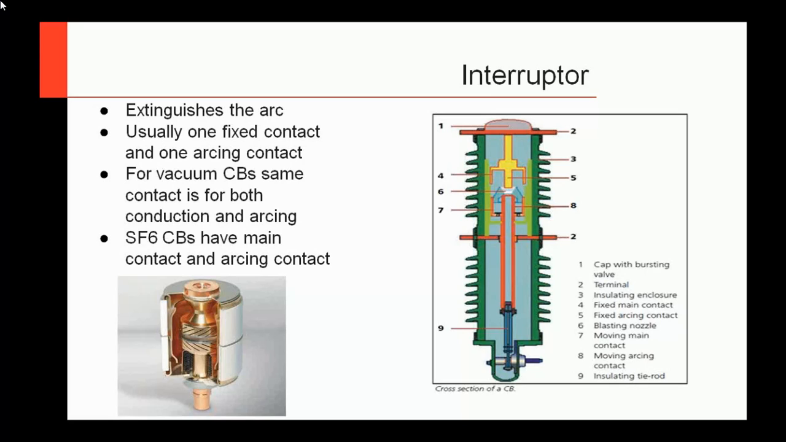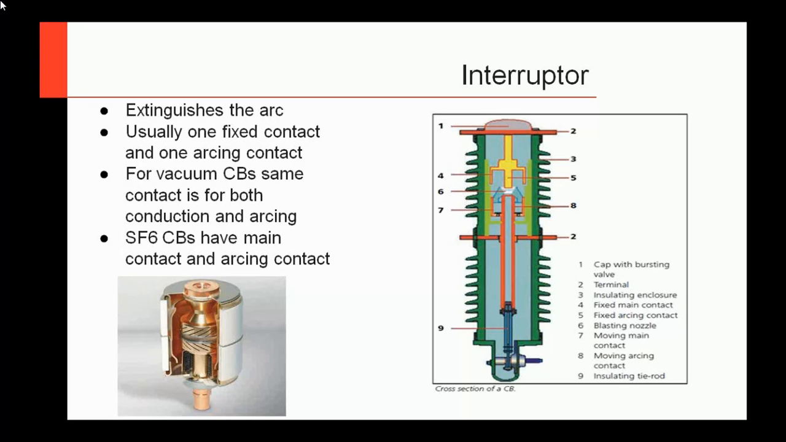Now, SF6 has a different design. We actually have a separate main and a separate arcing contact. So the main contacts are made for when that circuit breaker is closed. They're just there to conduct the current, have as little resistance as possible, and keep the current flowing without heat. And usually the main contacts are some kind of silver-plated copper or something like that.